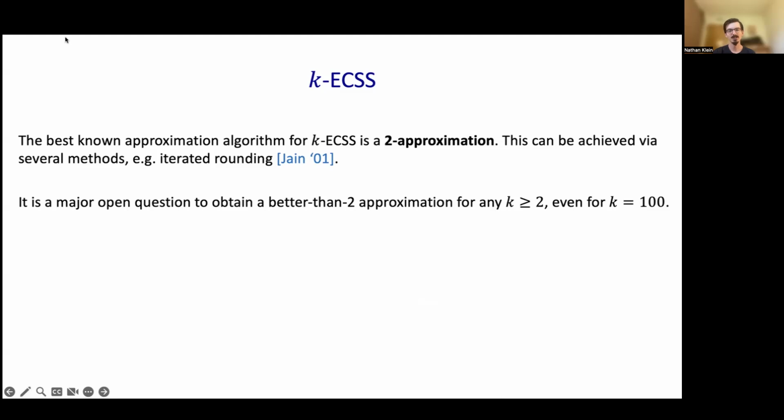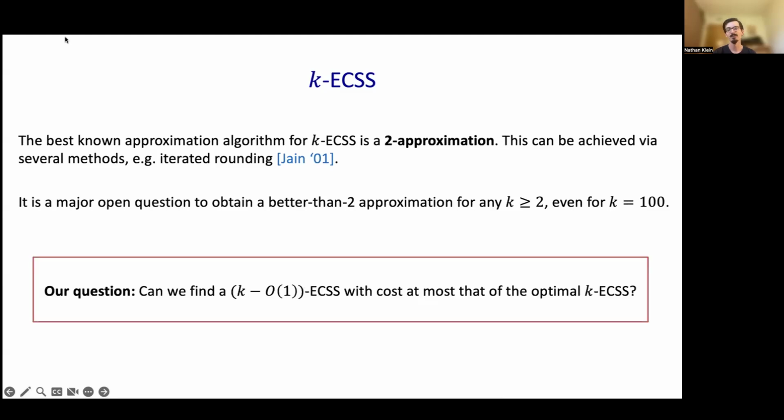We became interested in this question for large k, and in particular we asked, what if instead of losing on cost, we could instead lose a little bit on connectivity? So in particular, we wanted to know, can we find a k minus order 1 connected solution with cost no more than that of the optimal k-edge connected solution?